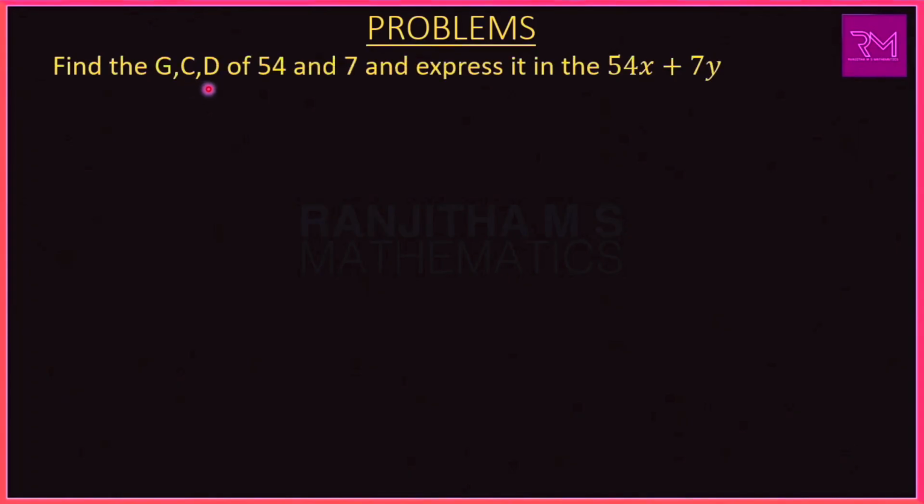Finding greatest common divisor. Here is the first problem. Find the GCD of 54 and 7 and express it in the form of 54x plus 7y. Here first take the given data. Here they are asked to find the GCD of 54 and 7.